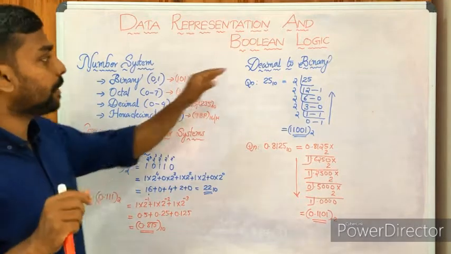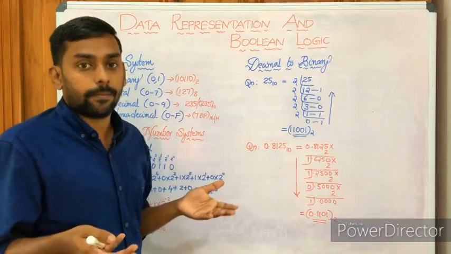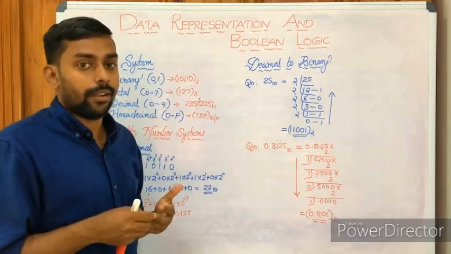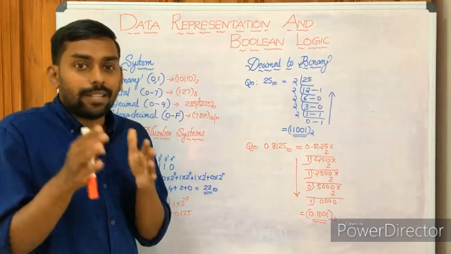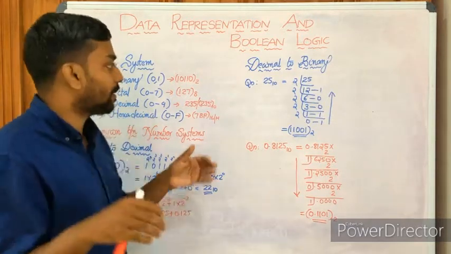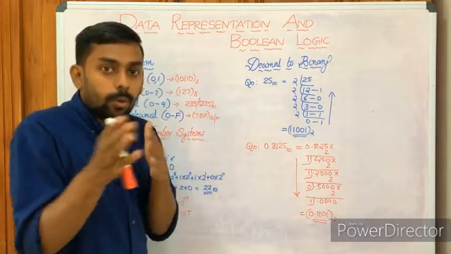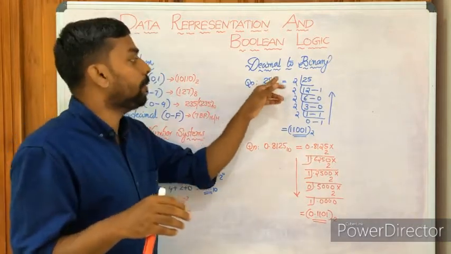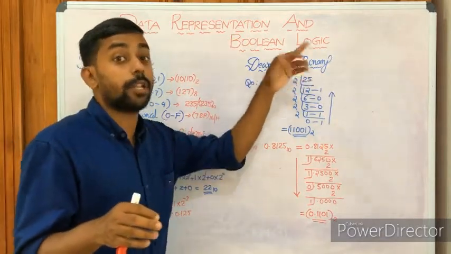Now we have decimal to binary. It's another simple conversion. We have already seen the binary equivalent of all the decimal numbers up to 15. So here is a method we have to look at. 25 base 10 equals dash base 2. That's our conversion, because we are converting from decimal to binary.